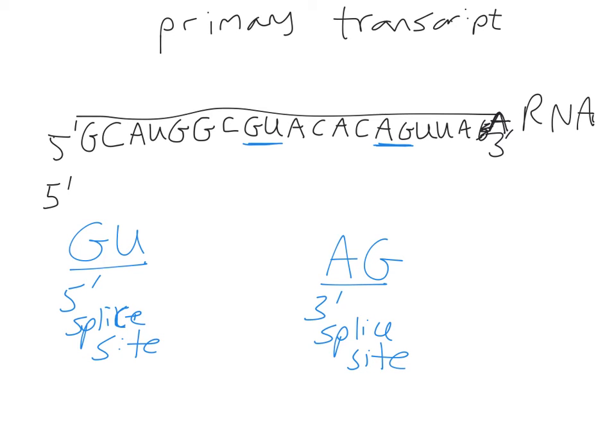Eukaryotic RNA, it's about to be processed. What gets added on the 5' end? Okay, so we're going to say there's a cap. Then what? So let's say that intron gets taken out.